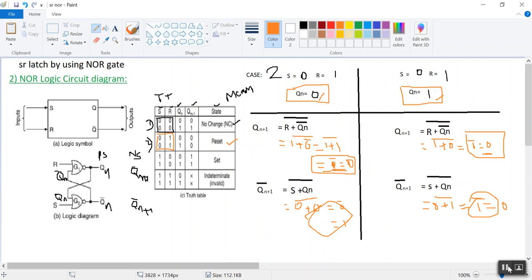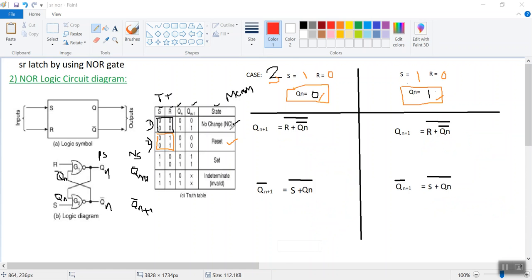So now we would like to move to the third case, case 3. So here we can observe that in case 3, I am considering S is equal to 1 and R is equal to 0. S is equal to 1 and R is equal to 0. In the first case Qn is equal to 0 and in the second case Qn is equal to 1. That's what I represented here.